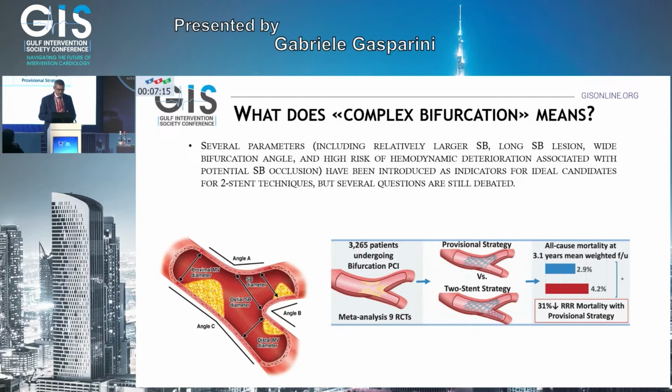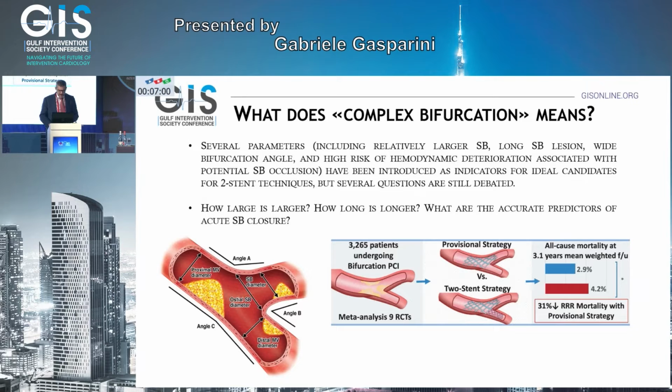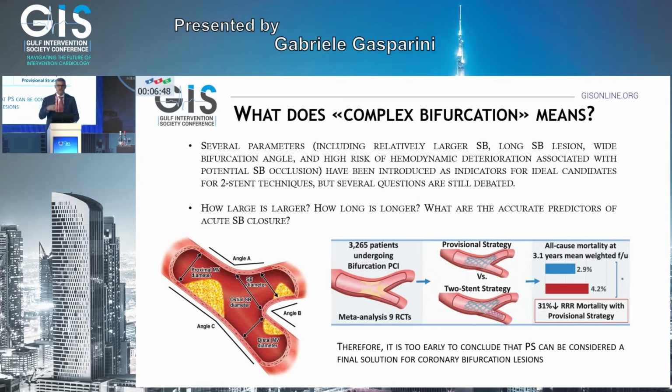Several parameters, such as larger side branch, long lesion, wide bifurcation angle, and high risk of hemodynamic compromise after reduction of flow in the side branch, have been introduced. But how large is large? How long is long? What are the accurate predictors of acute side branch closure? We know from several randomized trials that provisional stenting seems to provide better outcomes, but it's too early to conclude that provisional stenting can be considered a final solution.